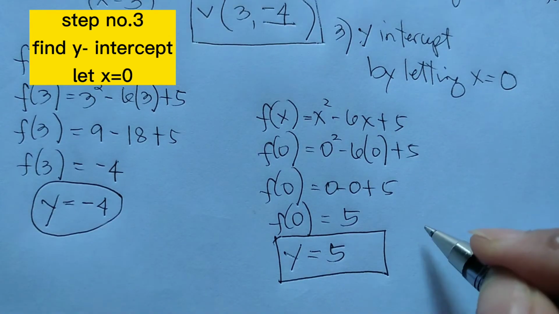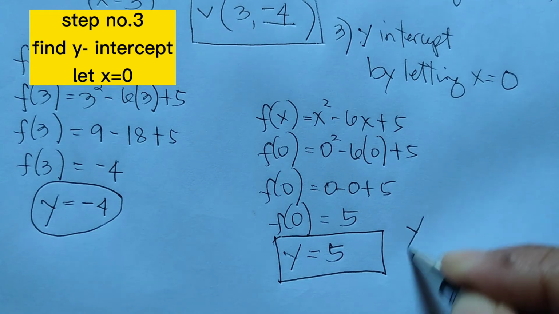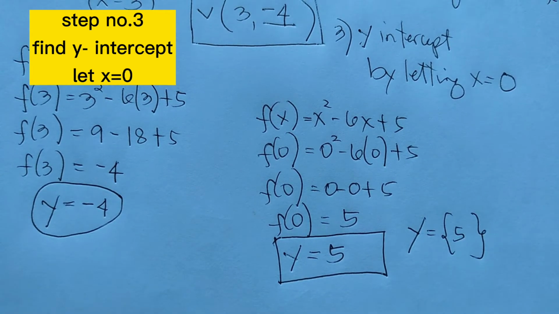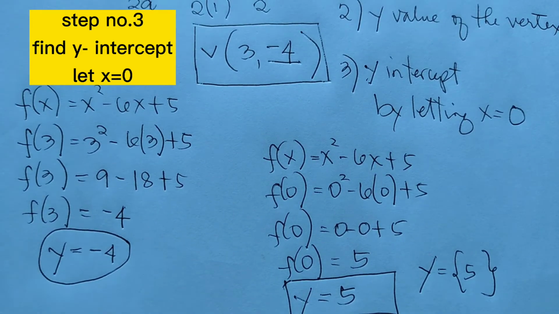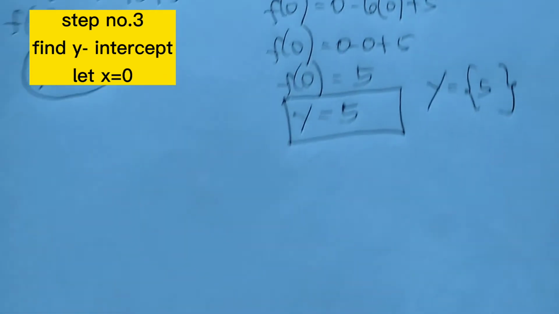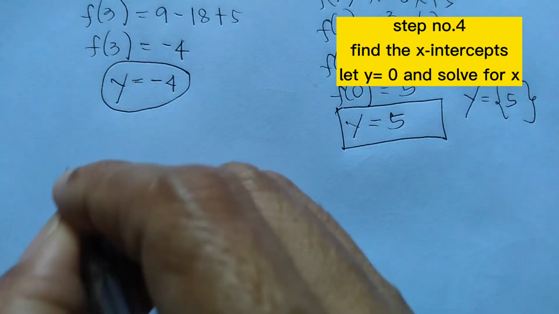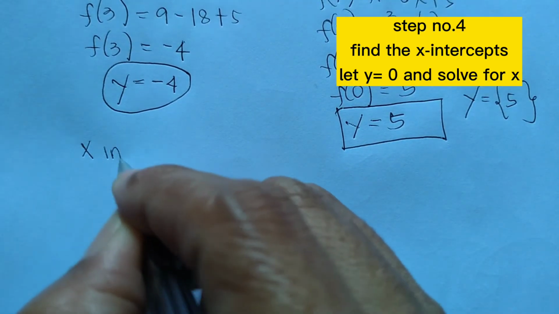Okay. So, y is at 5. So, we have our y-intercept. The next thing that we are going to do is find the x-intercepts.